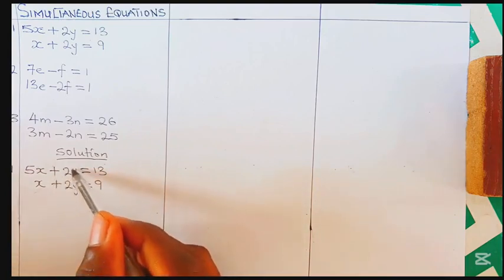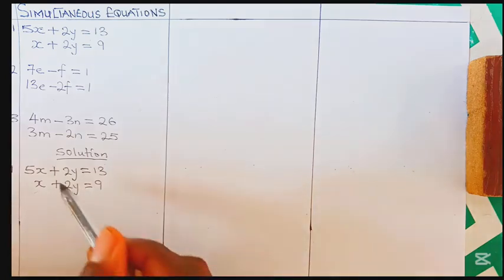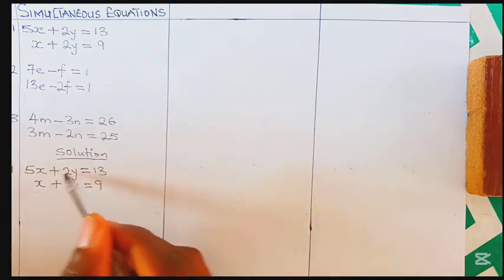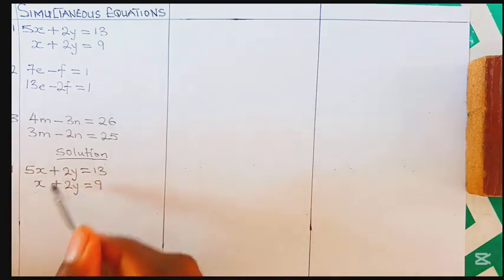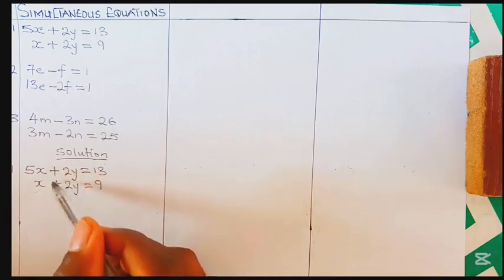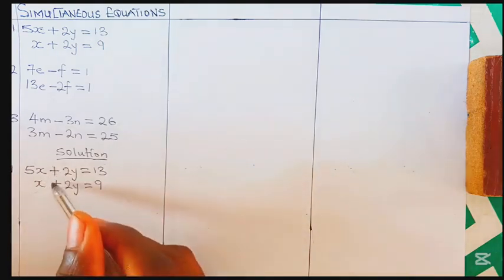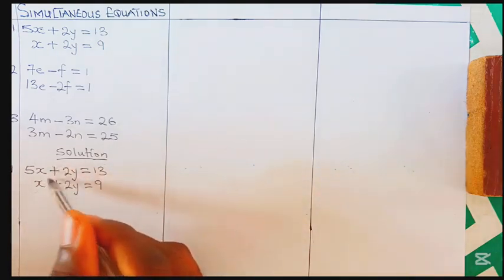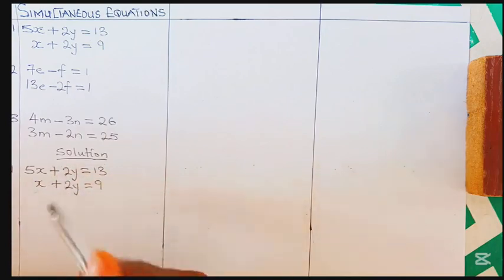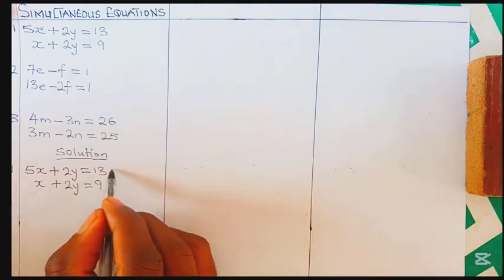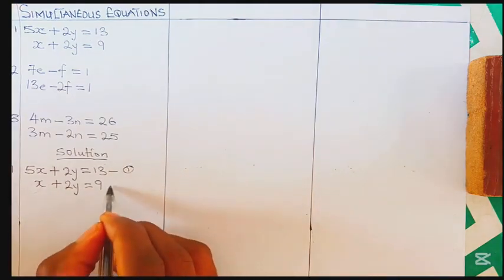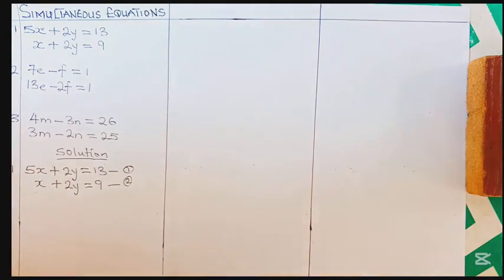Now, when you know that the coefficients are the same, you look at the signs. We have plus, plus, positive, positive. When the signs are the same, we subtract. If the signs are different, we add. In this case, where the signs are the same, we subtract. So we name this equation 1 and we name this equation 2.